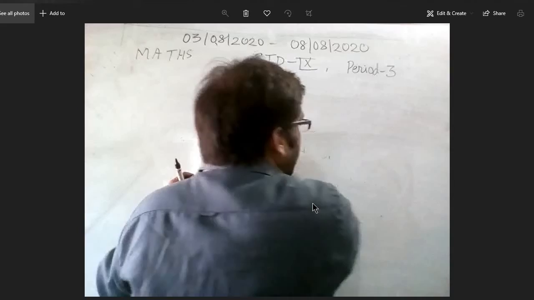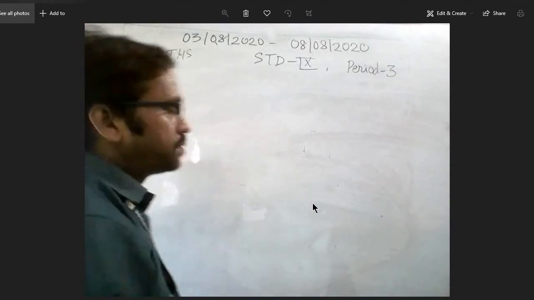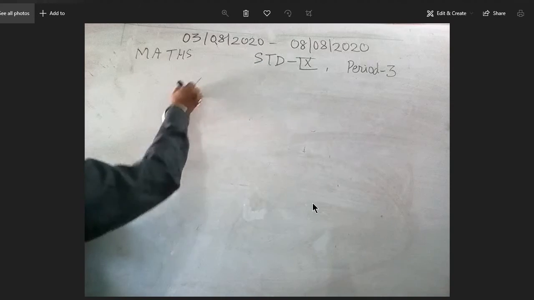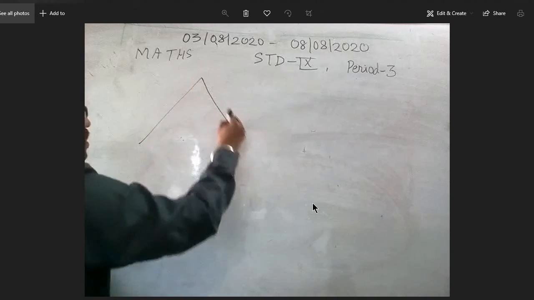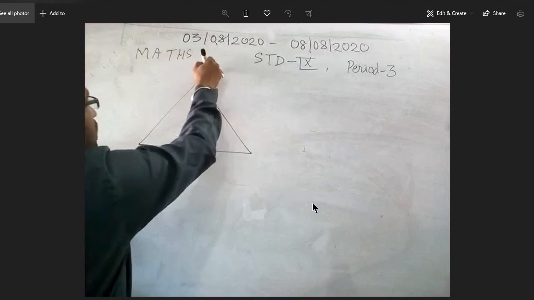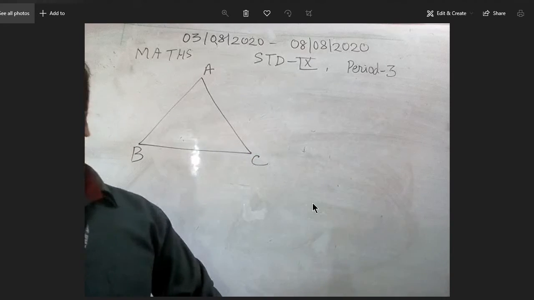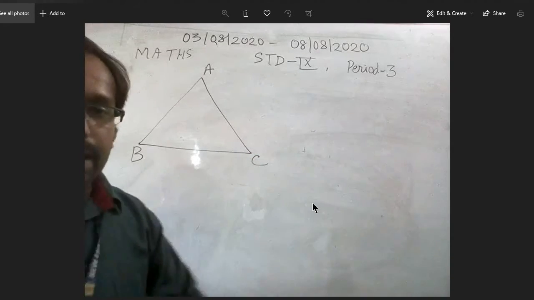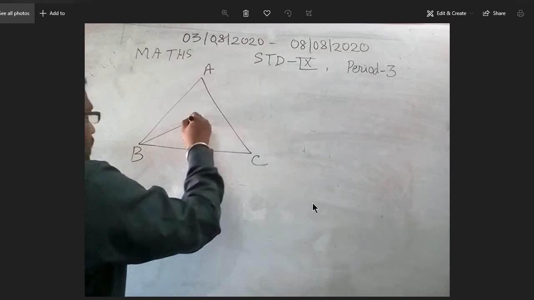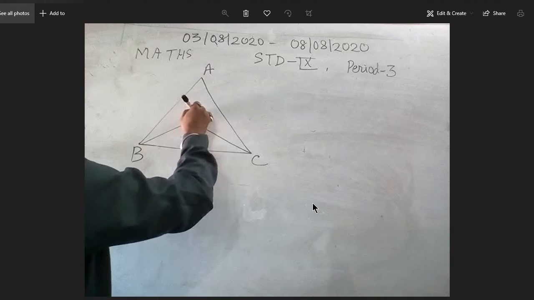So first part I will complete. I will draw the figure first. So let us draw the figure of that question. This is one triangle ABC. These are the internal bisectors of angles B and C. That means from B and C the internal bisectors are meeting at point O. So that point is O here.